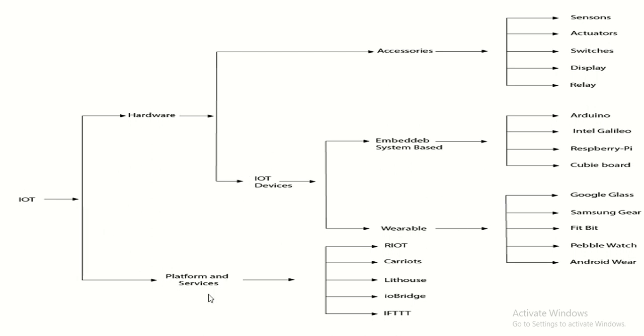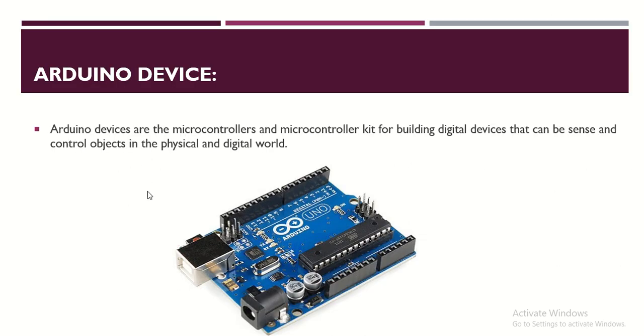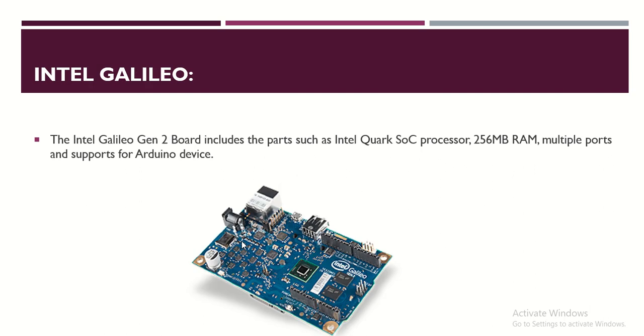Now, IoT platform and services. There are some examples that are mentioned over here. We are also going to see them in detail in the next videos. So Arduino device. This is the pictorial representation of the Arduino device. They are basically microcontrollers and microcontroller kits for building digital devices that can sense and control objects in the physical and digital world. So this is how the Arduino device looks like.